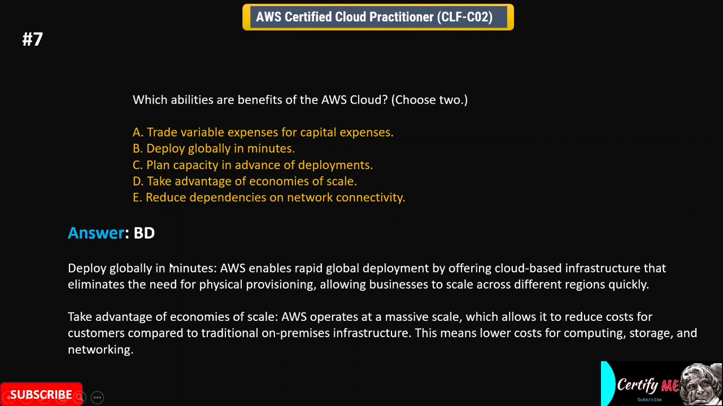Deploy globally in minutes. AWS enables rapid global deployment by offering cloud based infrastructure that eliminates the need for physical provisioning, allowing businesses to scale across different regions quickly. Take advantage of economies of scale. AWS operates at a massive scale, which allows it to reduce costs for customers compared to traditional on premises infrastructure. This means lower costs for computing, storage, and networking.